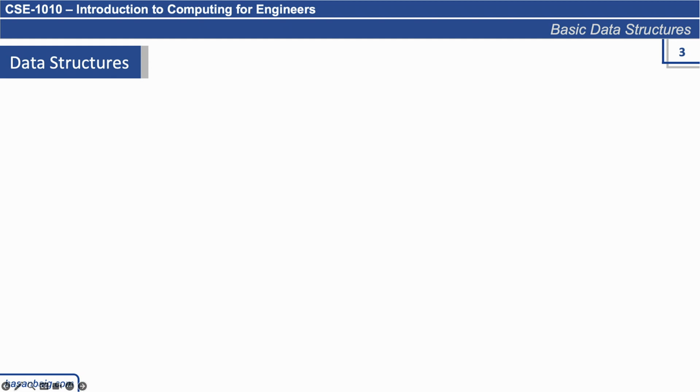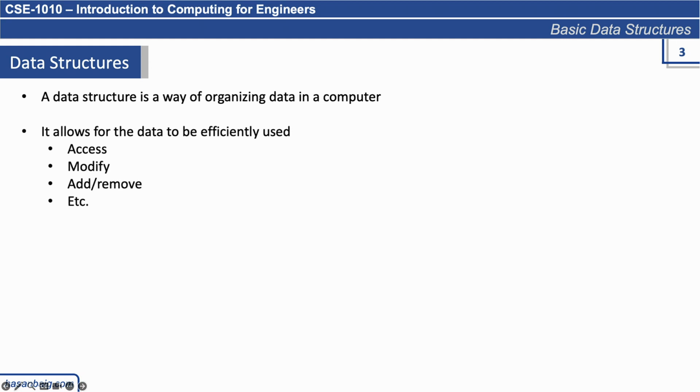Okay, the same example as I have just given you: counting the number of students, CS students. If they are dispersed across the auditorium, it may take longer to count the total number of students. If they are all arranged in a certain group, then you can count them easily and faster. Okay? So data structure is a way of organizing data in a computer. It allows for the data to be efficiently used.